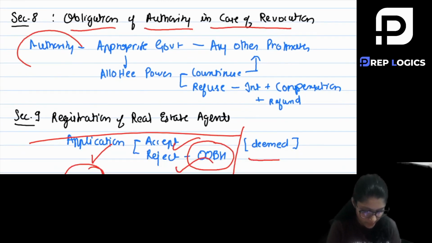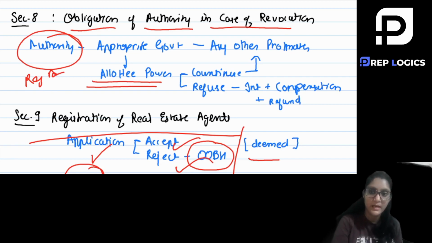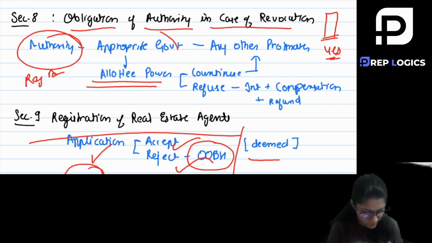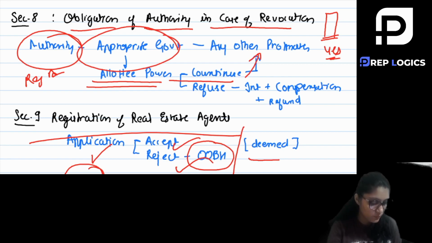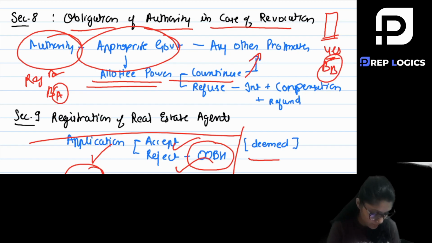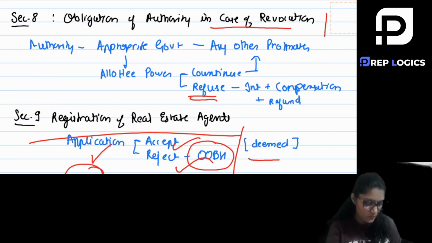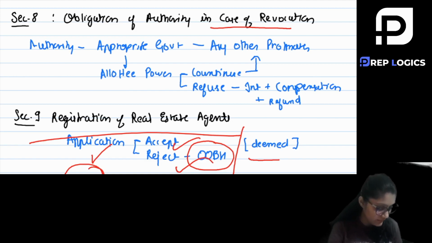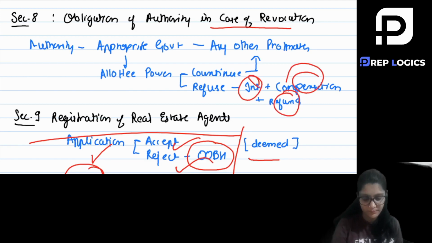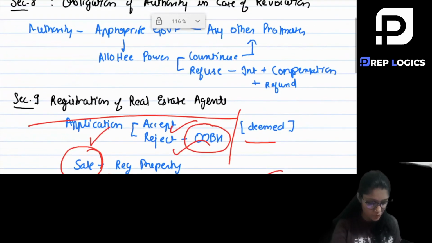Now once the authority gets to know that your registration is revoked, he will go to the allottees and ask them whether they want to continue to build the building. If the allottees say yes, we still want to build the building, then the appropriate government will continue by giving it to another promoter. Suppose the earlier builder was builder A, now they will go to builder B to complete your building. Okay, and if the allottees say no, we do not want the building now, then the allottees will get the interest compensation as well as the refund. Okay, these are the obligations of the authority.